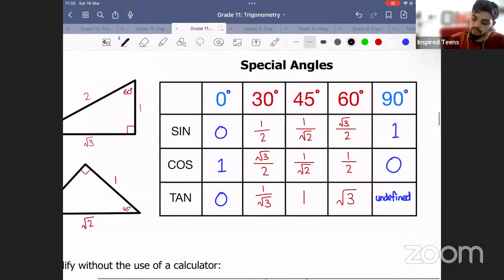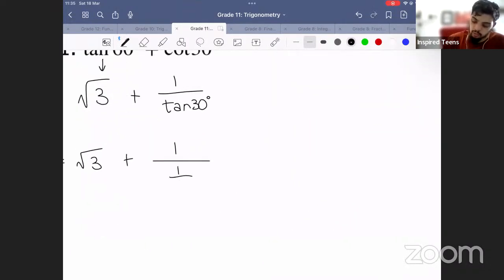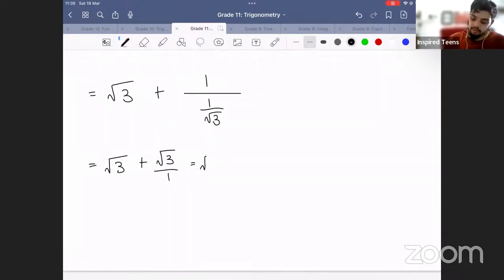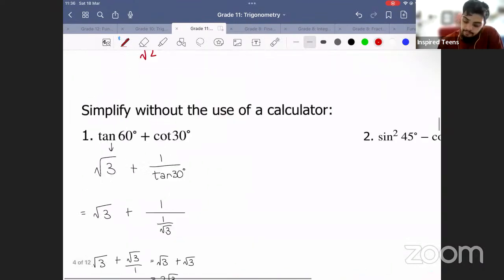Let's have a look at the value. Tangent 30 is 1 over √3. Now remember, whenever you have 1 over something, you can simplify it by just flipping that fraction. So I'm going to flip this to get rid of the 1 over. When I flip this, it becomes √3 over 1, which is basically √3 plus √3. These are like terms, which becomes 2 times √3. Hope that makes sense.